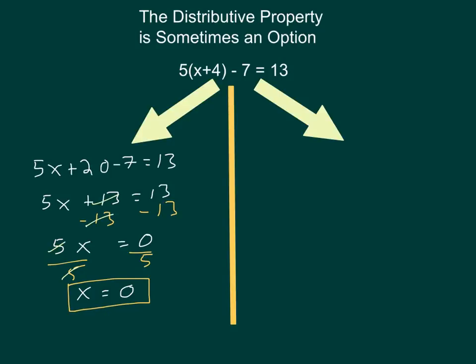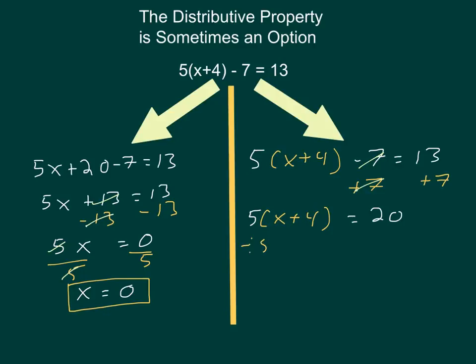The other option I mentioned would be to hold off on the distributive property and instead basically treat this block here, the x plus 4, as something just by itself that we want to keep together and solve for that. And so in order to do that, I'm not going to touch that. I'm just going to try to get that part by itself. So in order to do that, what am I going to do here? I'm going to add 7 to each side to start off. And it's going to leave me with 5, and then in the parentheses, x plus 4 equals 20.